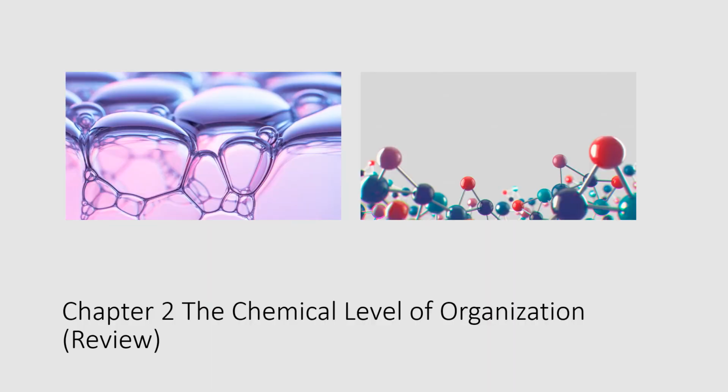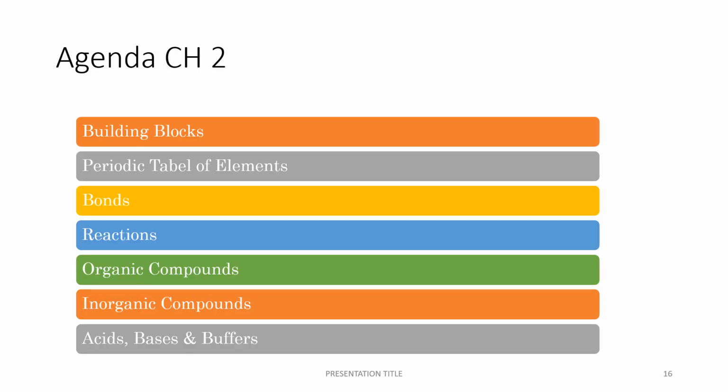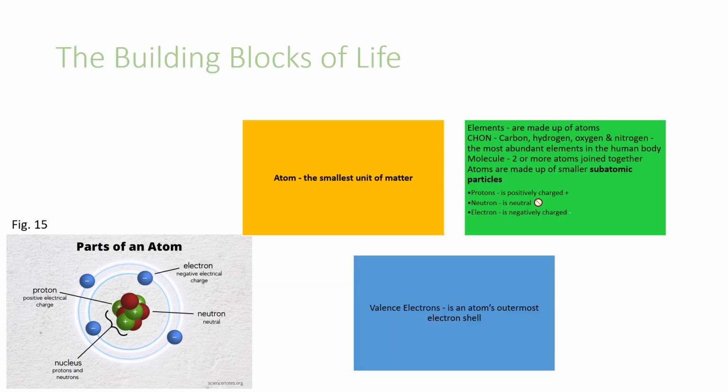On to chapter 2, the chemical level of organization. Next, we've got the building blocks of life. So you've got your atom, which is the smallest unit of matter. All elements are made up of atoms. Atoms are made up of smaller subatomic particles. So you've got your proton, which is positively charged. Neutrons are neutral. Electrons are negatively charged.